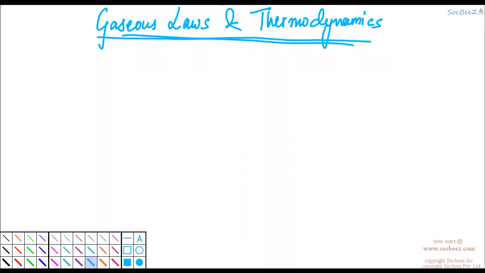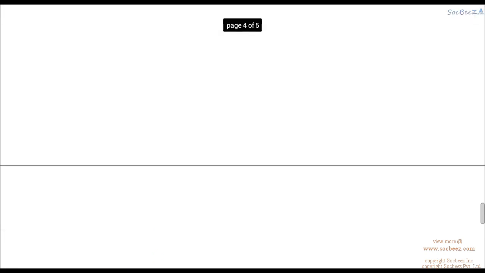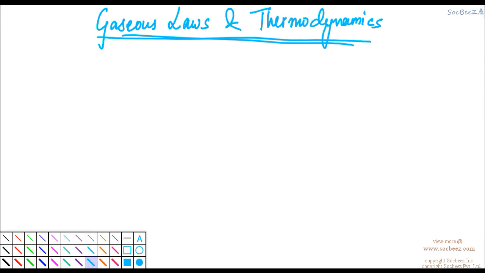Hello everyone. We will be continuing with the chapter Gaseous States and Thermodynamics. In the previous lecture, we discussed what a process is, what the various kinds of processes are, and we discussed a few of them. We began with the isothermal process. What is it? And we discussed the two scenarios possible in it, say the gas is expanding in the isothermal condition, or it is contracting or compressing.